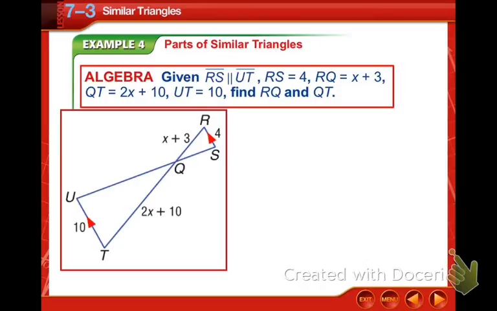So we're given some information about side lengths and the bases of the triangles, the ones that are parallel to each other. So we do 2x plus 10 over x plus 3, since they are the corresponding parts of the two triangles, and not congruent, similar, sorry. And then 4 and 10 are in the same position, they're corresponding, that's what I meant to say earlier, 10 over 4. So now we're going to cross multiply.